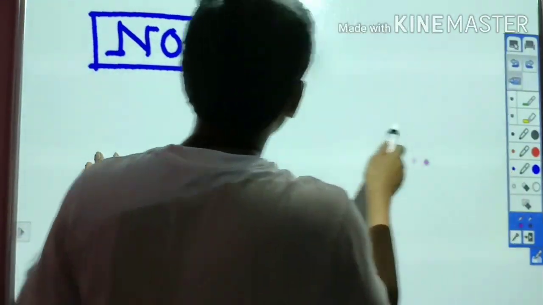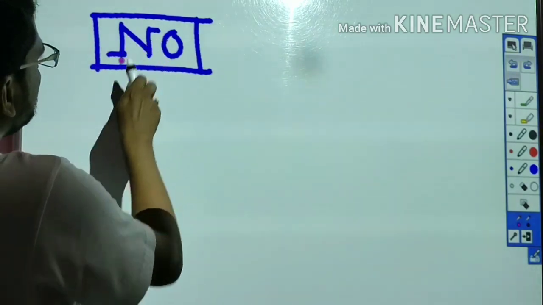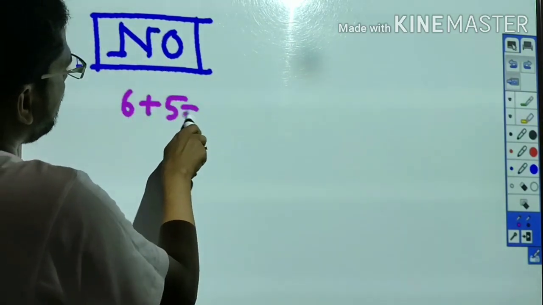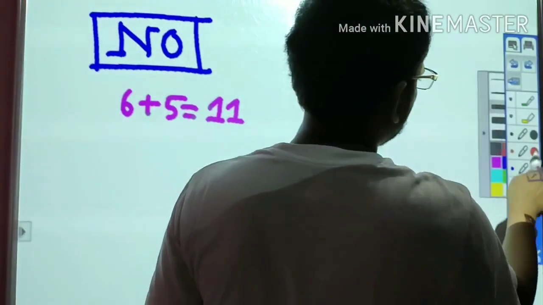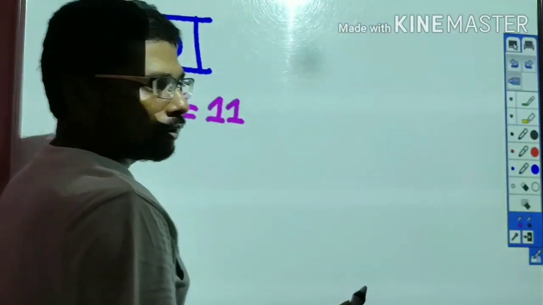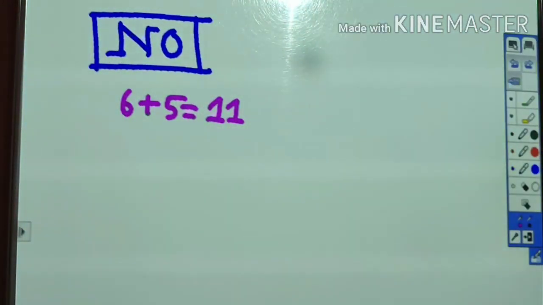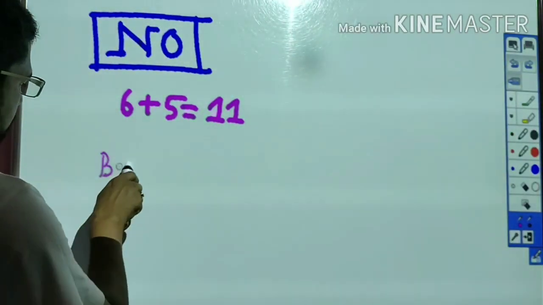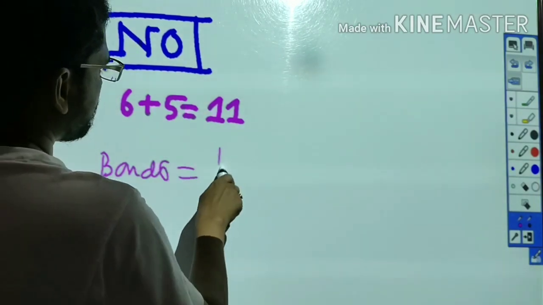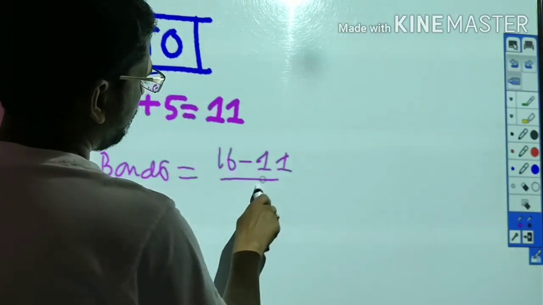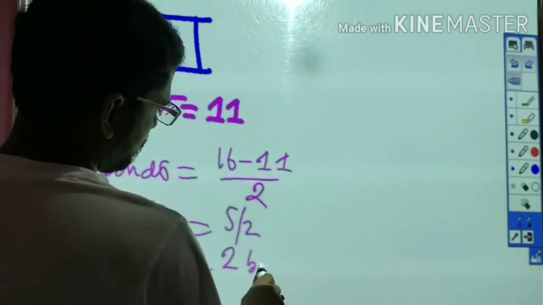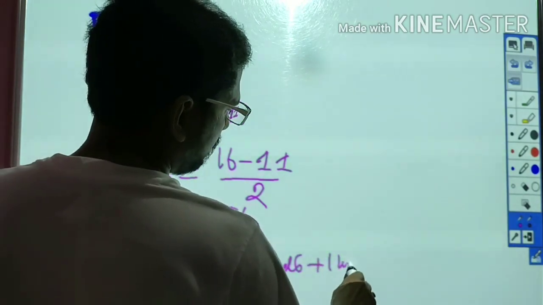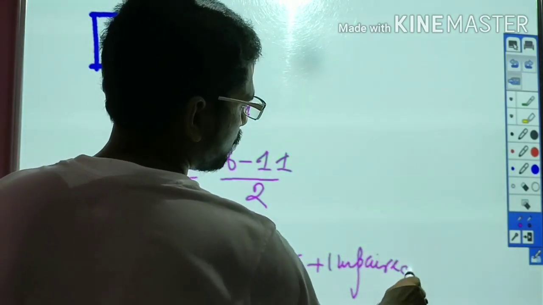See, this is a simple structure. Total electrons, how many? 6 plus 5 equal to 11. How many bonds are there? 8 into 2, 16 minus 11, divided by 2. 5 divided by 2 means 2 bonds plus 1 unpaired electron. 2 bonds plus 1 unpaired electron.